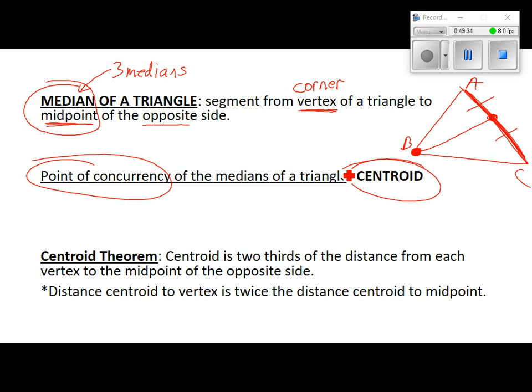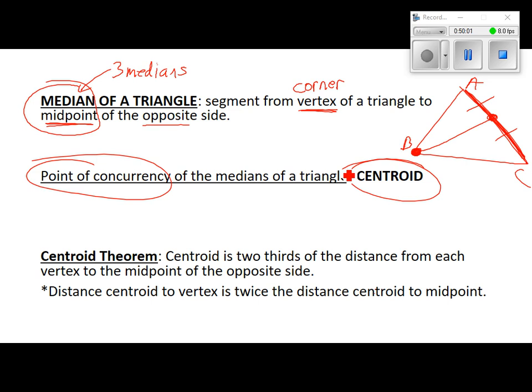Centroid. I can tell Gentry's thinking about some silly video game or something. Don't lie to me, Gentry, I know what was going through your head. Centroid, I've heard that before on Space Wars or whatever, some video game, I don't know. What's that? I don't have any idea. I don't know any video games. So centroid is the point of concurrency where they all come together.